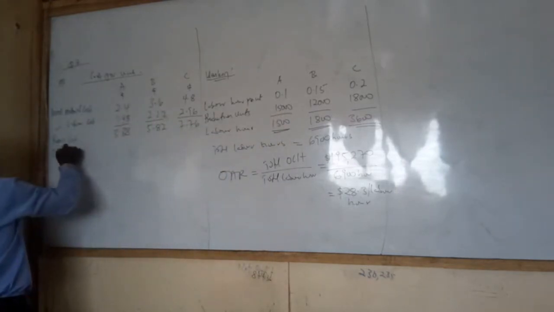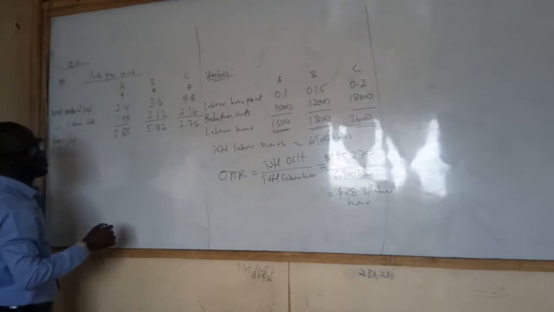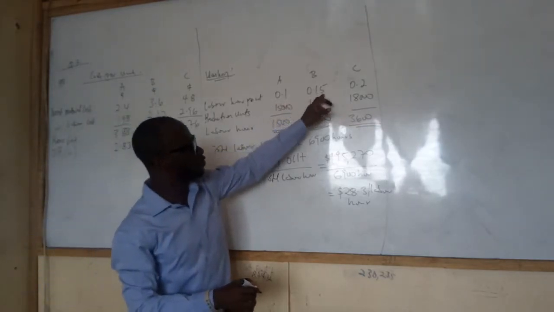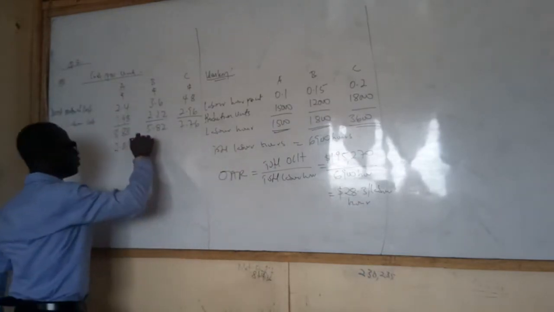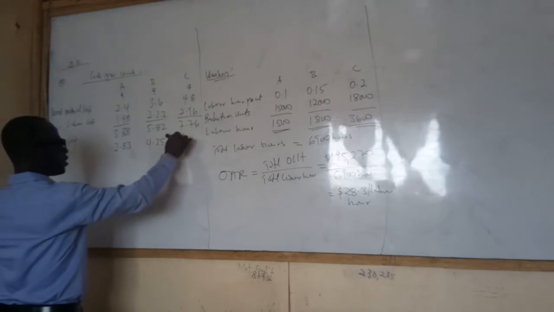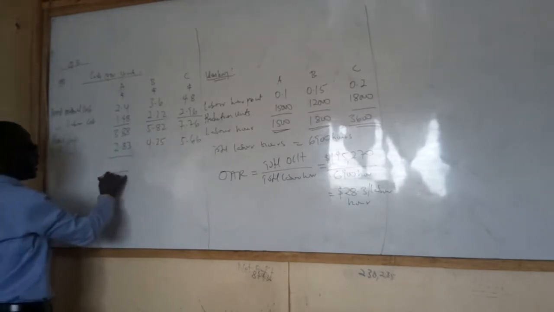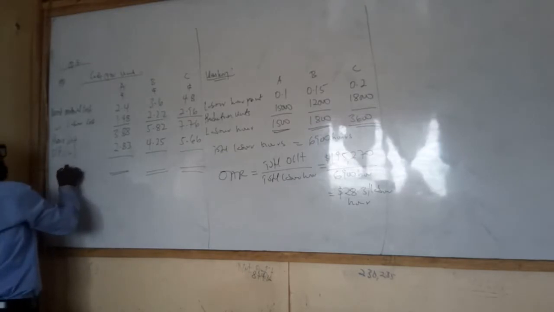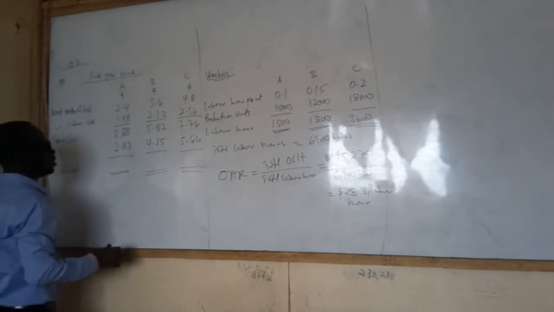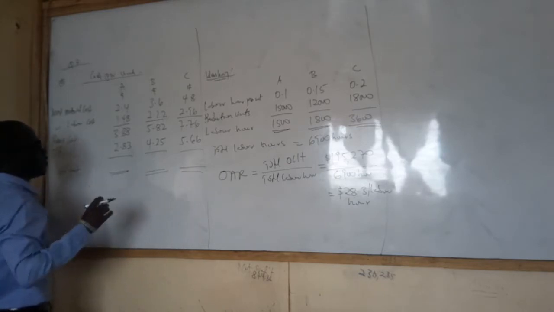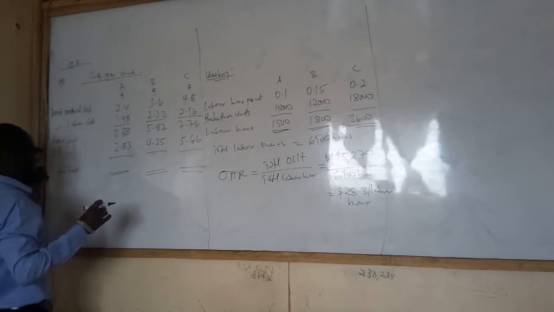What do we have? 2.83. B uses 0.15, 4.25, and then C, 5.66. We good? So that's it. Total cost: $6.72, or 71.